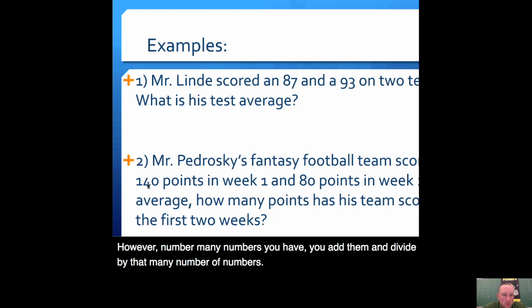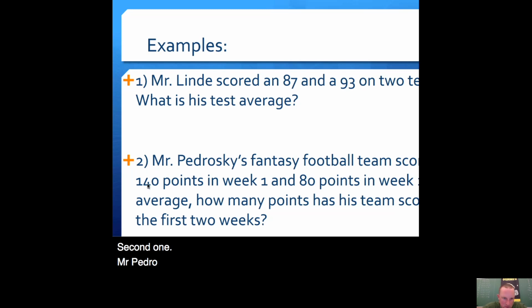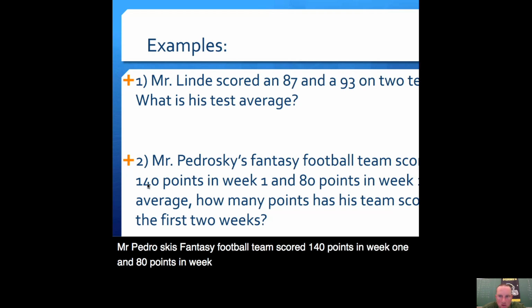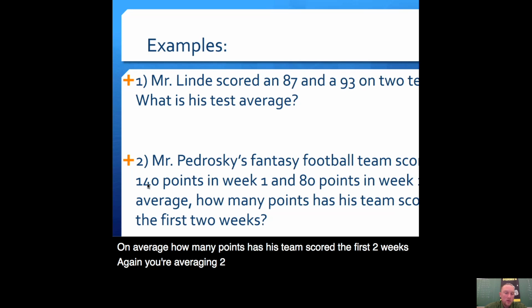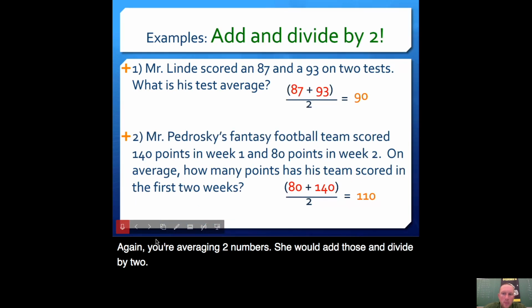Second one, Mr. Pedrowski's fantasy football team scored 140 points in week one and 80 points in week two. On average, how many points has his team scored the first 2 weeks? Again, you're averaging two numbers, so you would add those and divide by two. So it looks like this.